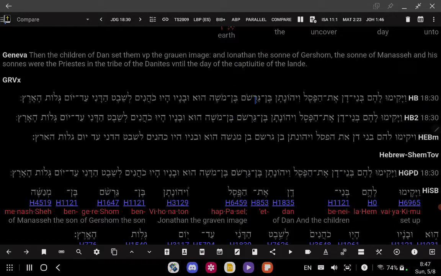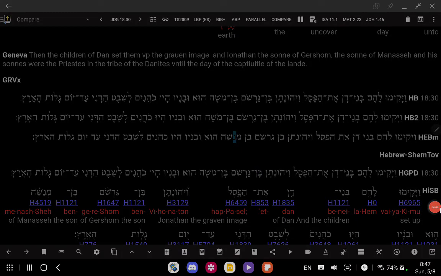And you can see here we've got Yehonatan ben Gershom ben Moshe, so that's son of Moses. But down here you've got this one, and when I click on this one, it doesn't actually tell you what it's based off of, but it's based off of the Masoretic. And you can see here, instead of saying Moses, they've added this nun here.